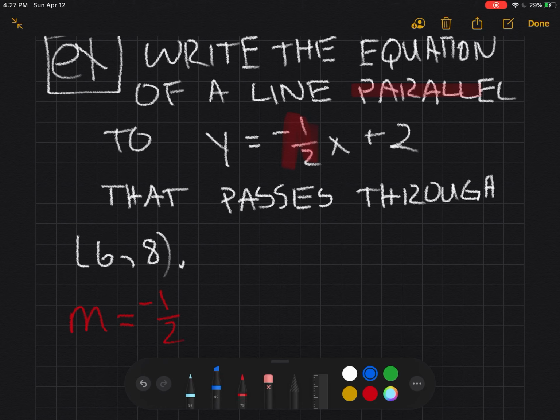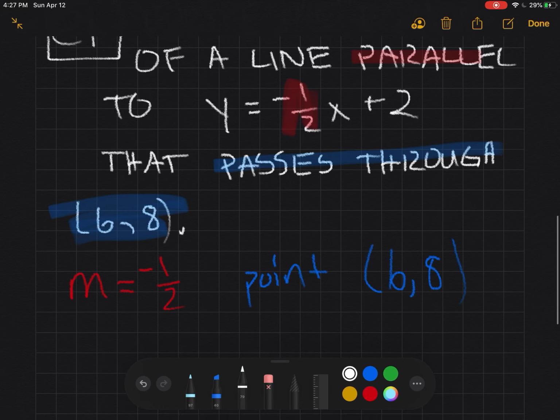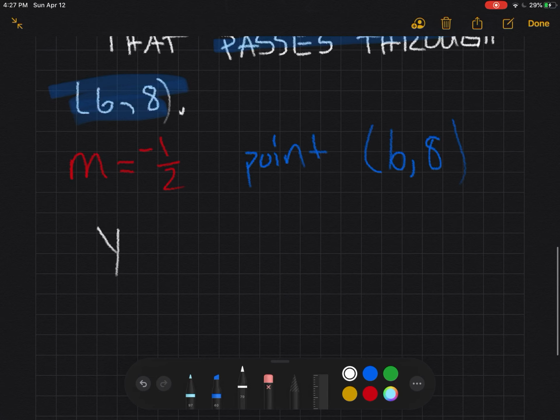They're asking you for parallel lines, which means the slopes have to be the same. So the slope for our new line should also be -1/2. They're also telling us pass through this point. The line has to touch this point. So we have a point 6, 8. Now this is the same as the example that I did for you about how to graph a line given a point and a slope. So let's go ahead and do it.